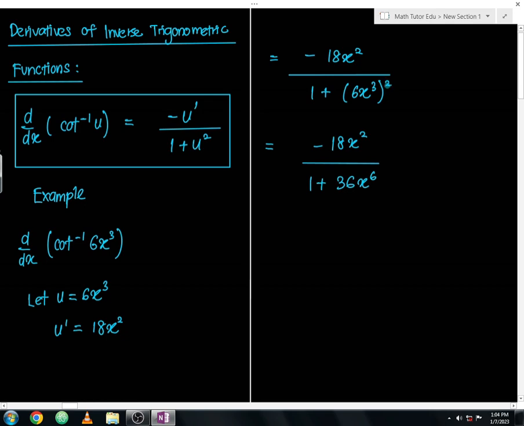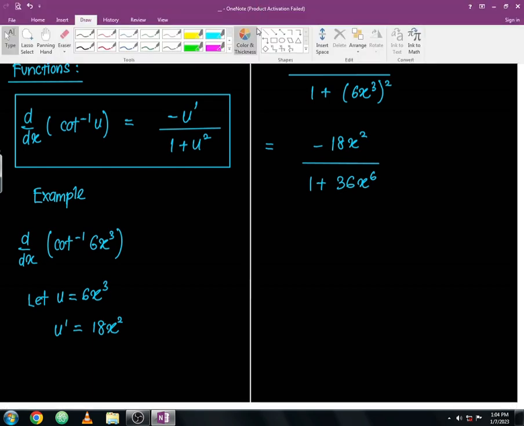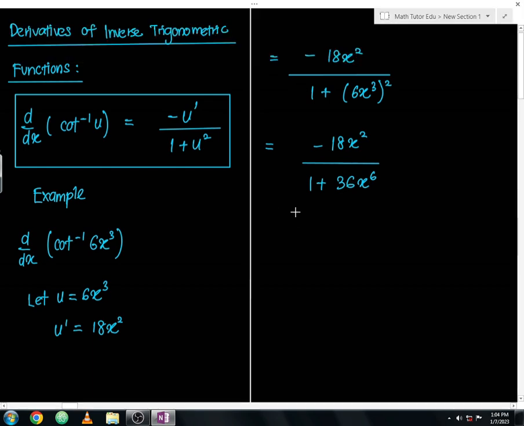The power will be raised to 6, so it will be 6 squared times x to the power of 6. 6 squared is 36, times x to the power of 6. That's how you get the whole expression, 1 plus 36x to the power of 6. Let us underline the solution.